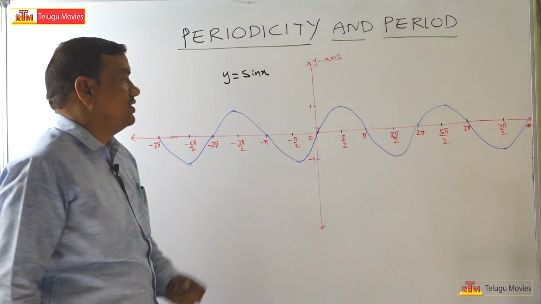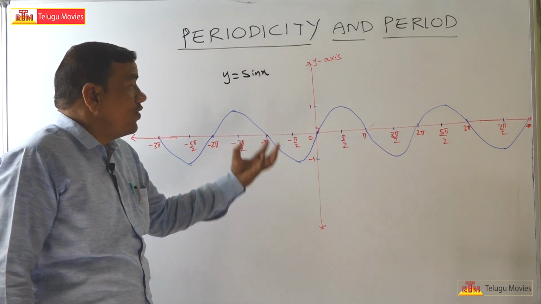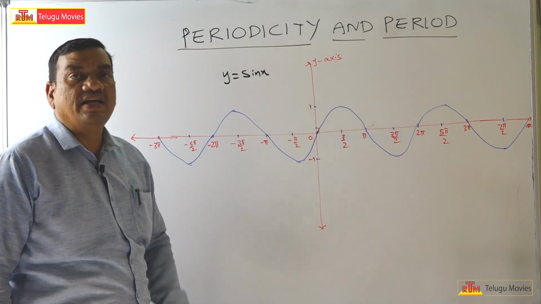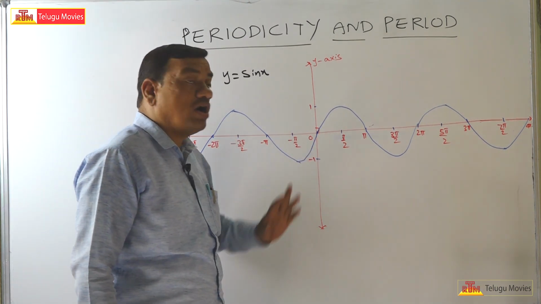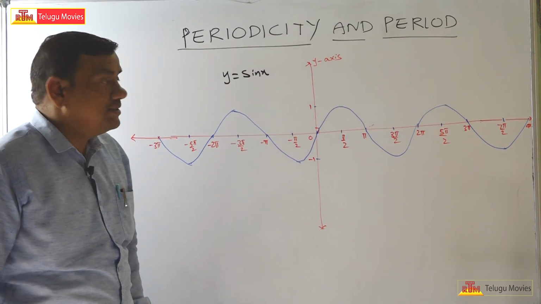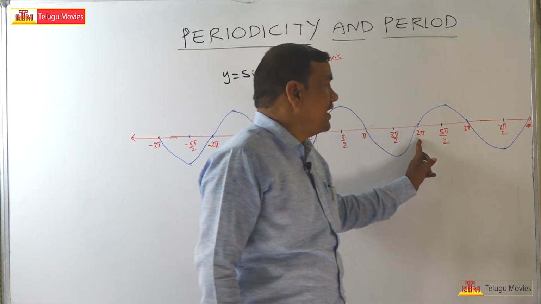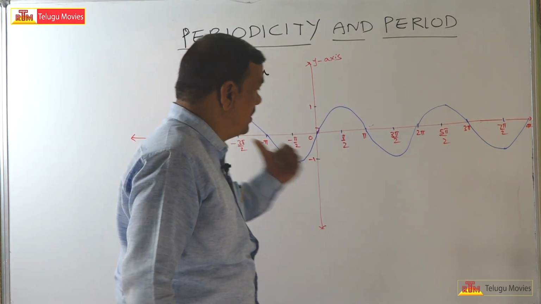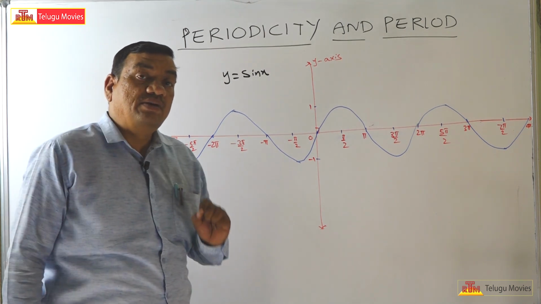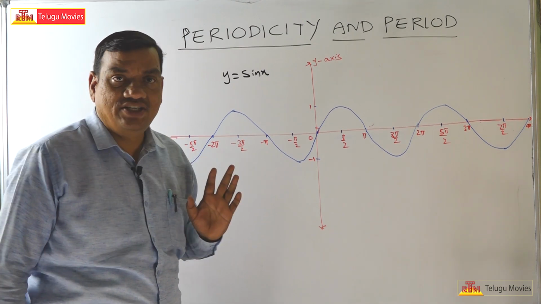Now what do you observe here? What are the characteristics of the graph? What conclusions can we derive from this graph? The first thing to observe is that this graph passes through the origin. The second point is that the graph intersects the x-axis at pi, 2 pi, 3 pi, 4 pi, and in the negative direction at minus pi, minus 2 pi, minus 3 pi. That means the graph intersects the x-axis at n pi, where n is an integer.